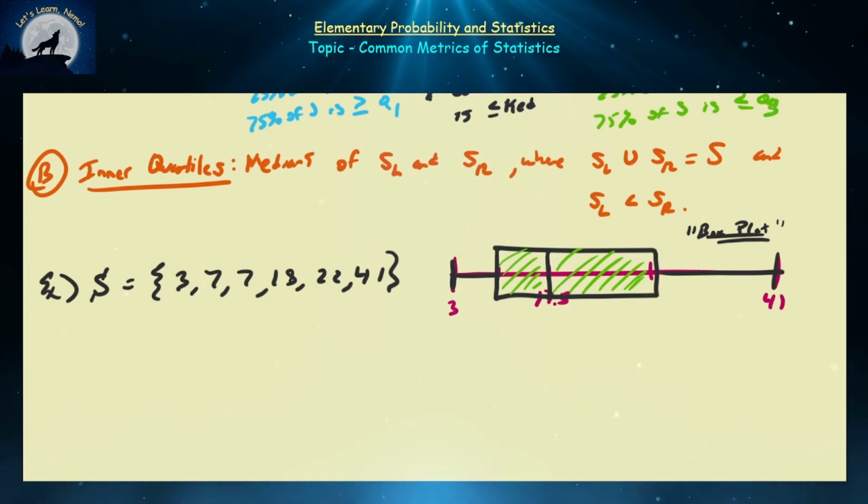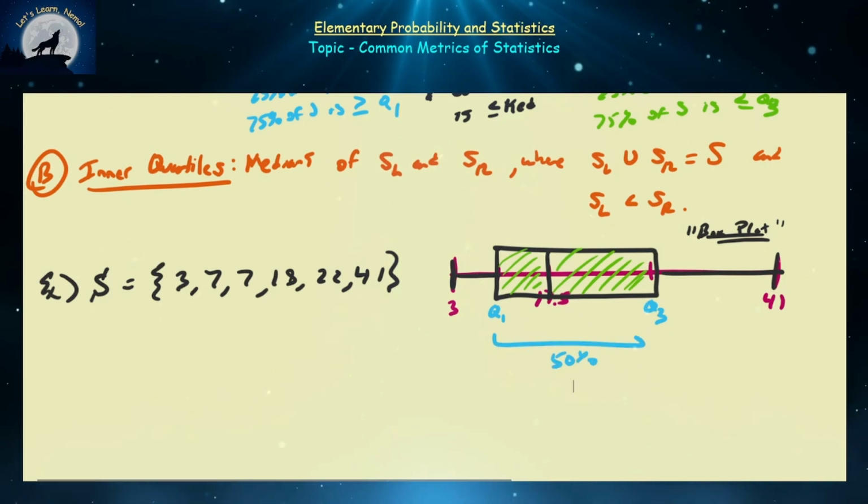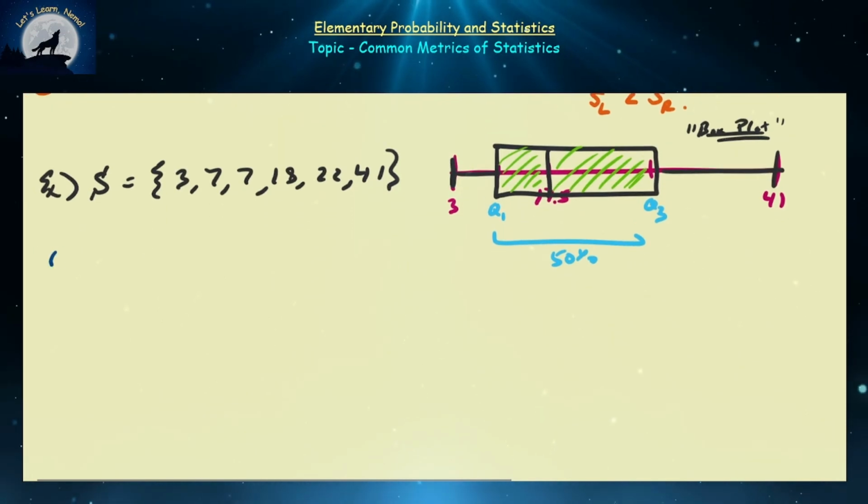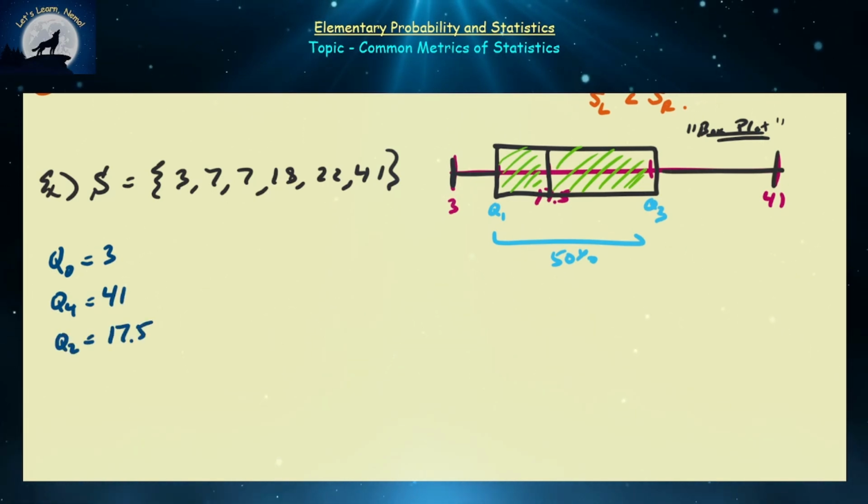Our goal is to find Q1 and Q3, which represent the inner quartiles, or the boundaries of that inner box, because 50% of the data should be between Q1 and Q3. So 50% of the data should be located here. What do we have in terms of Q0? Q0 is obviously equal to 3. Q4 is obviously equal to 41. And Q2 we already found to be equal to 17.5. There are some different ways to partition this, but for this particular data set there's only one trivial way to partition it: 3 on the left and 3 on the right of our median.